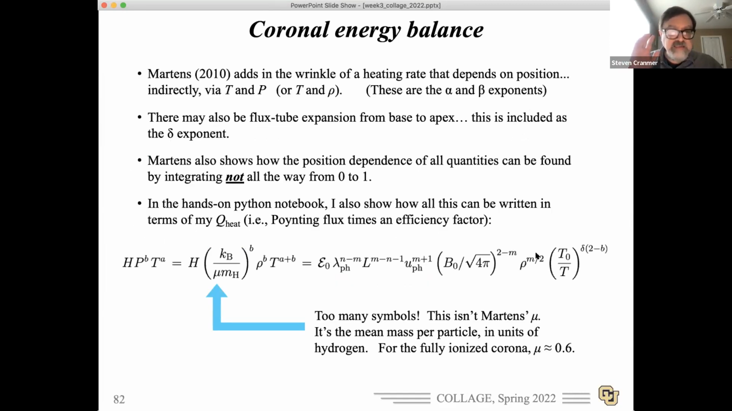All right. I guess the only other thing, I just wanted to summarize some of what else Martens did. There's the new wrinkle of the heating rate that depends on position via this indirect dependence on the temperature and pressure. That's the alpha and the beta. There's also the delta exponent that pops in later to show how you can have the magnetic field expanding as a function of height. That changes how conduction works.